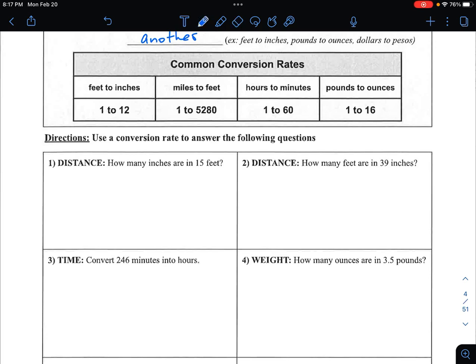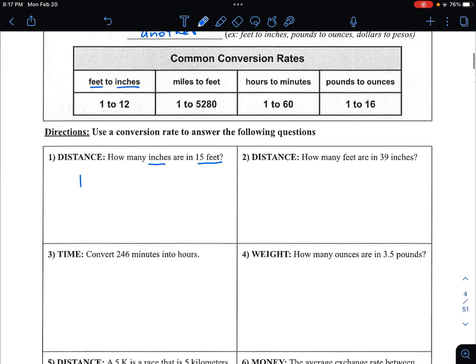How many inches are in 15 feet? Well, we're talking about inches and feet. So our two units of measurement are inches and feet. And what we know is that 1 foot is 12 inches. So I can put 12 inches below, or some people like to put it next to it. So 1 foot is 12 inches. How many inches? I don't really know. This is going to be my question mark. Is in 15 feet.